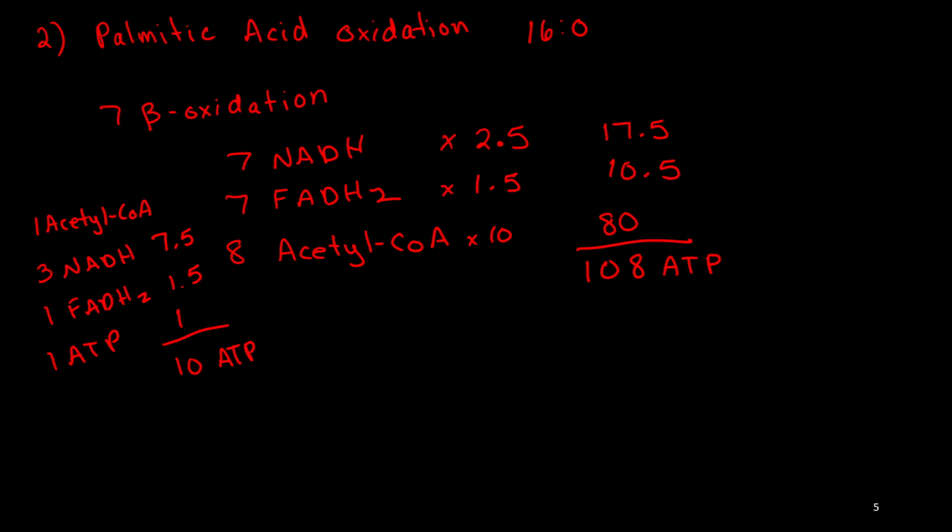But minus 2 ATP, because the initial reaction that preps the fatty acid, the fatty acyl synthetase, is going to take an ATP and make an AMP from it. So that gives you a total of 106 ATP equivalents.